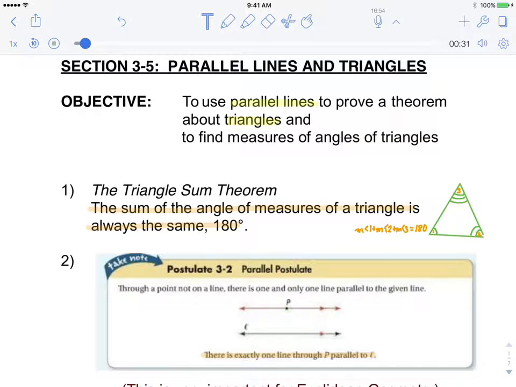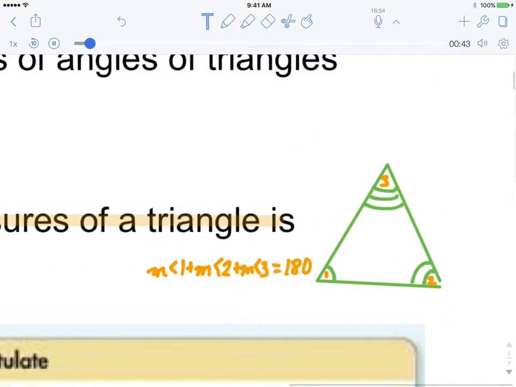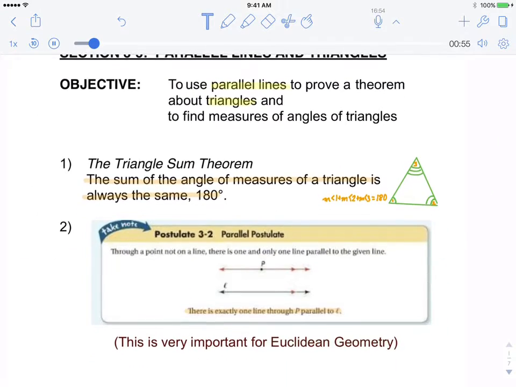So our first example, or number one, is that the sum of the angle measures of a triangle is always the same, 180 degrees. This is something you might have already learned in math before, but the concept is I've got three angles inside this triangle, and any triangle has three angles. No matter what shape this triangle is, if I add angle 1, 2, and 3 together, they will always be 180 degrees. So it's a cool little theorem, and I think something that you already know.